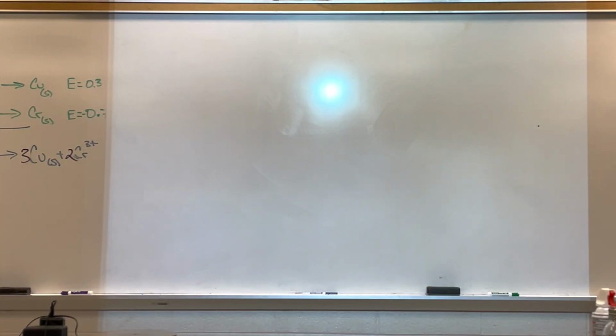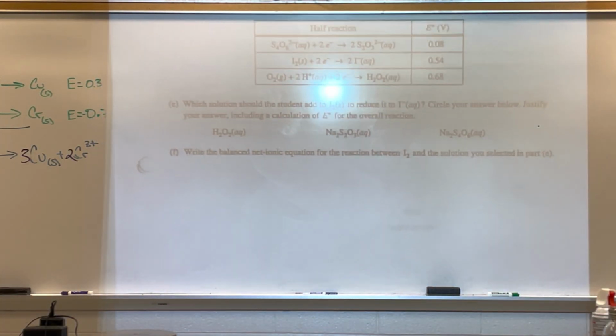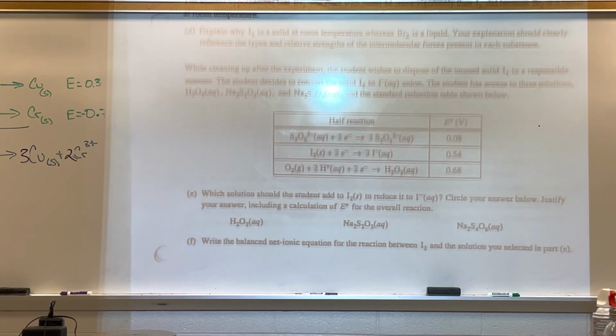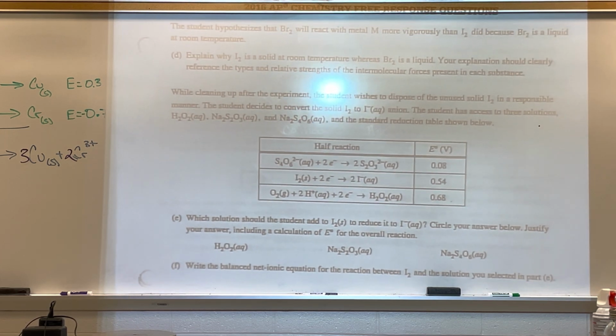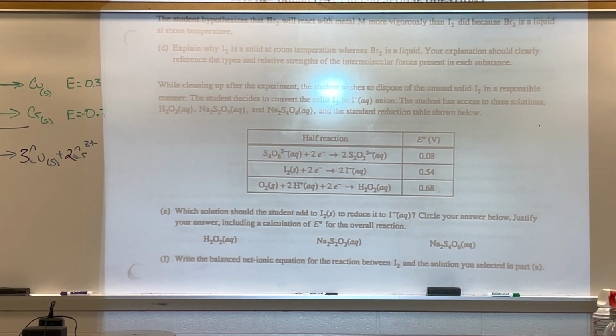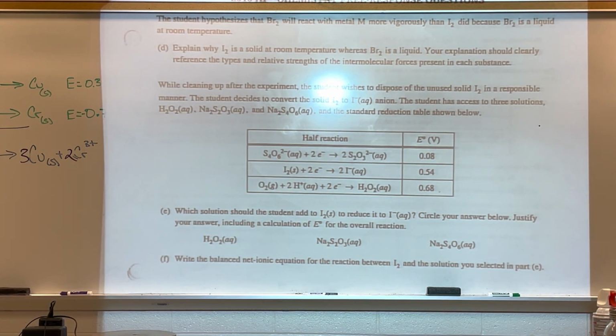2016. Now 2016, I gave you all of the starting information on this one, but we really don't need that to be able to do this. That's the torn page that I gave to you to add in on this problem. Now D really is not an electrochemistry problem, but it's a good review problem. Explain why I2 is a solid at room temperature, whereas Br2 is a liquid.